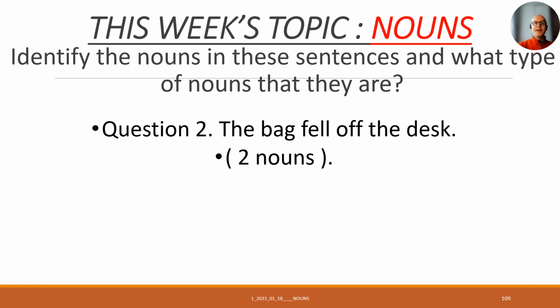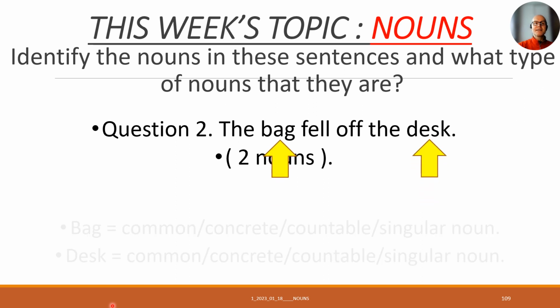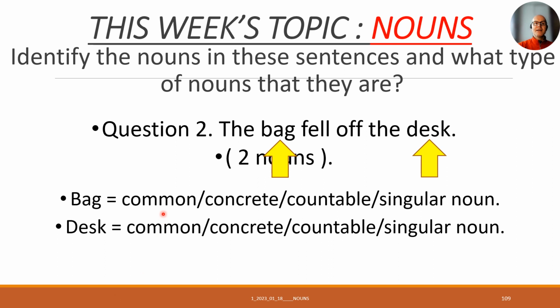Question 2. The bag fell off the desk. The nouns are bag and desk. Bag, common, concrete, countable, singular. Desk, also common, concrete, countable and singular. Again, a reminder, these nouns are these type of nouns in this specific sentence.